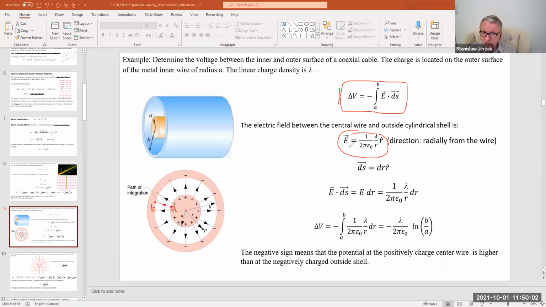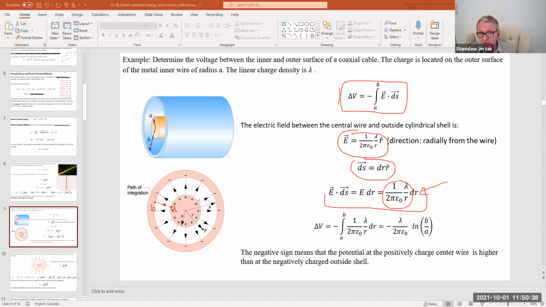Now, because electric field is given, we calculated that previously using Gauss law. Delta S displacement, again, I will take the integration along the radial direction, like that red line here, so that displacement delta S I can write as dr r hat, like for that line of charge. And then the dot product, like for the line of charge, is equal to E dr times cosine of 0. And I substitute for electric field. So this expression is the same, of course, as on the previous slide.